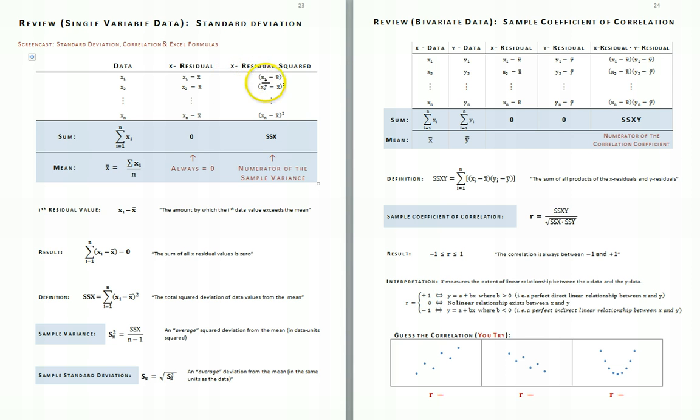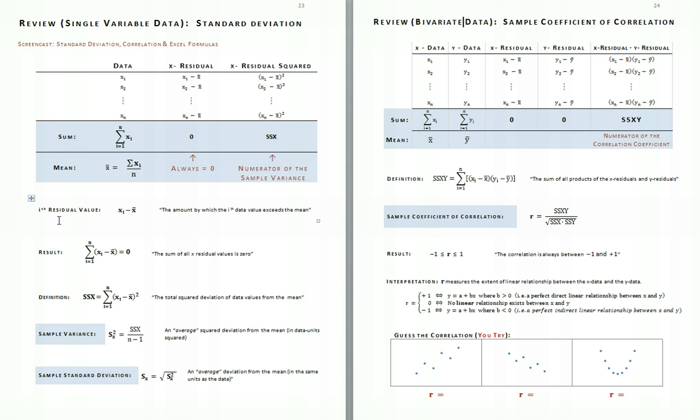This column is the residual squared column. So this entry squared, etc. When we sum that column, we get a quantity called the sum of squares for x, SSX, and that quantity is the numerator of the sample variance. Of course, if we had been calling our data y's, when we get down to here, we'd be calling this quantity SSY.